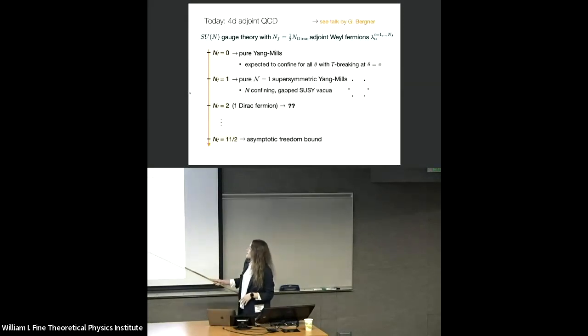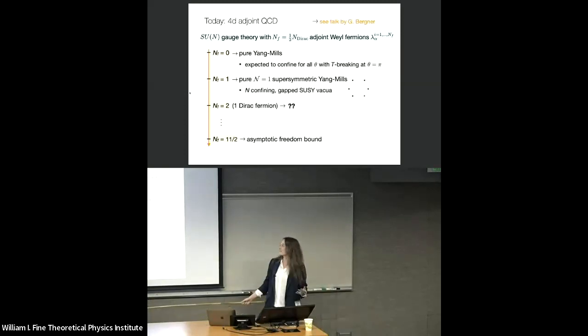I'm going to use a notation where N_F, the number of adjoint fermions, is the number of Weyl fermions. So this is 1/2 the number of Dirac fermions. So there's a factor of 1/2 relative to what we were discussing yesterday. Just a warning. The number of Weyl fermions is, sorry, yeah, the 2 is in the wrong place. Thank you. That's a stupid typo. Thank you very much.